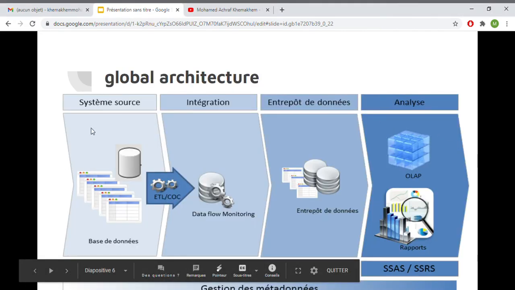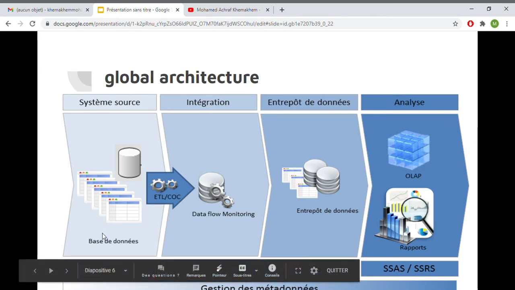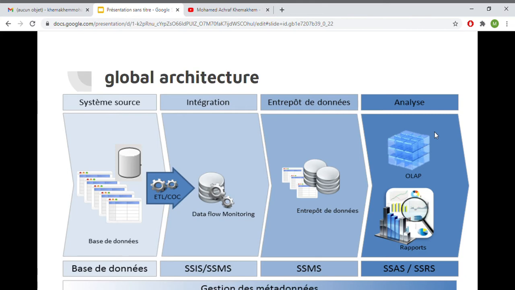So this is the global architecture. The system source, the database, or the source of data. Here the integration phase, and the creation of the data warehouse. Finally, the analyzing and the reporting phase. We will talk about each step one by one.